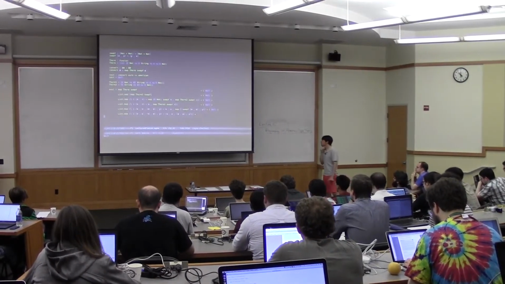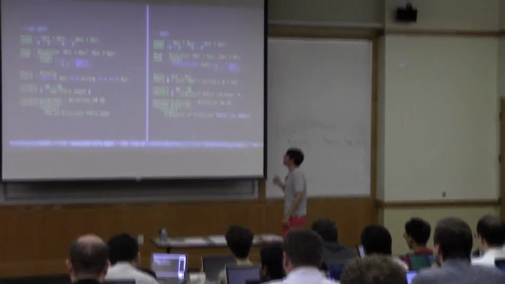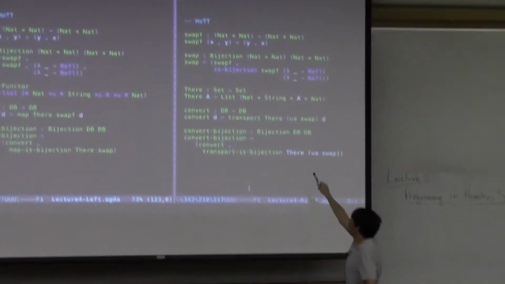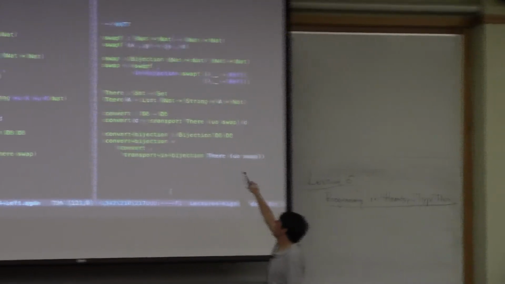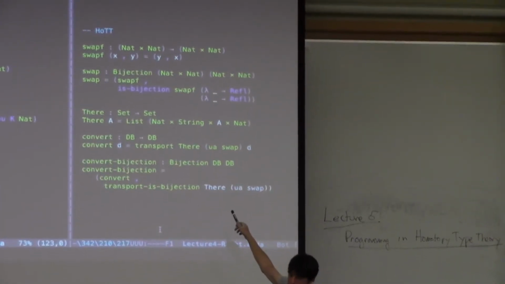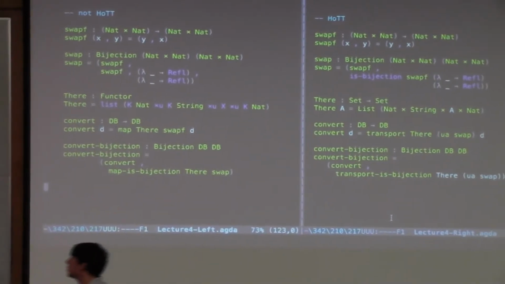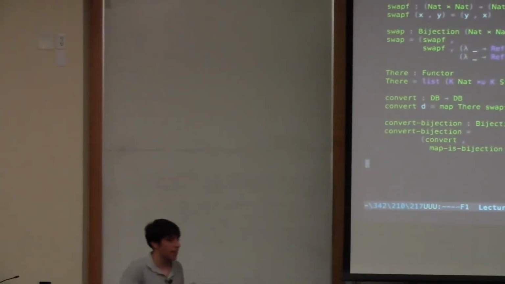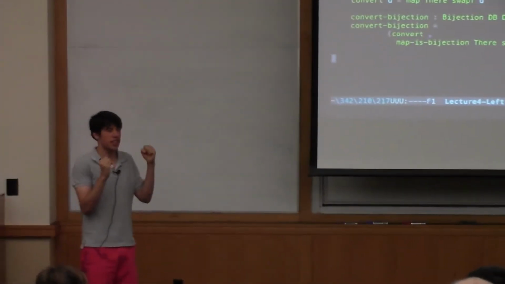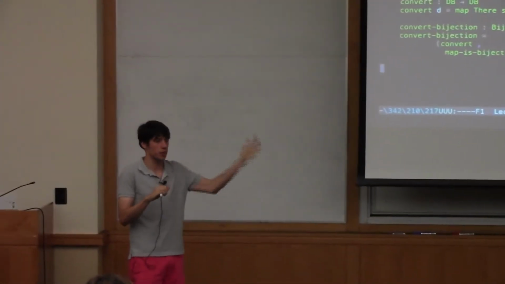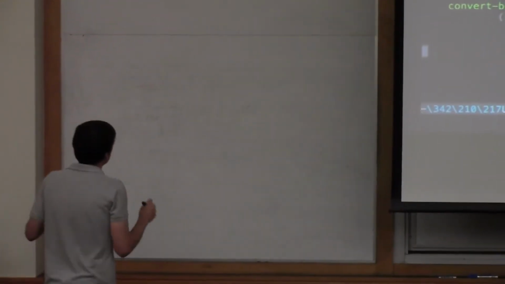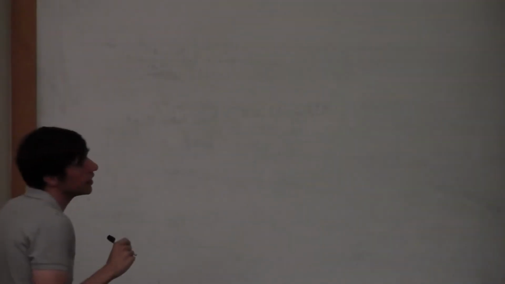Okay. So if we go back to the split screen, then over here, I've written the same program in homotopy type theory. And what I'm going to do now is show you how that program evaluates. Okay? And it's going to evaluate with exactly the same series of steps that I just showed you in the code that we wrote yesterday. So the first thing I need to do is explain transport.